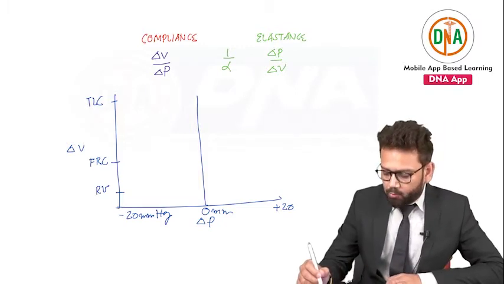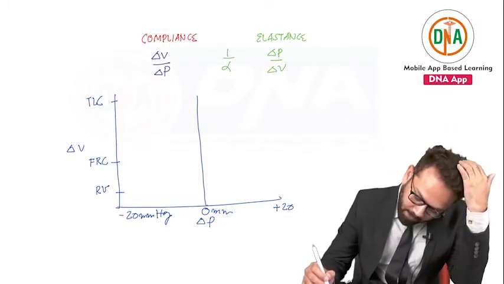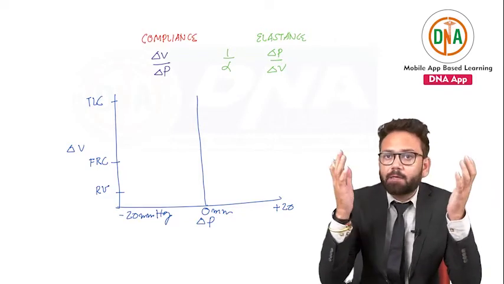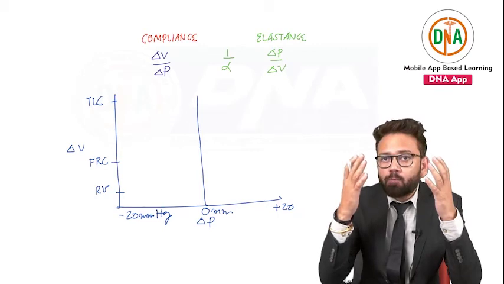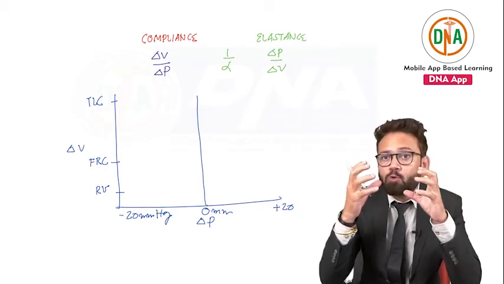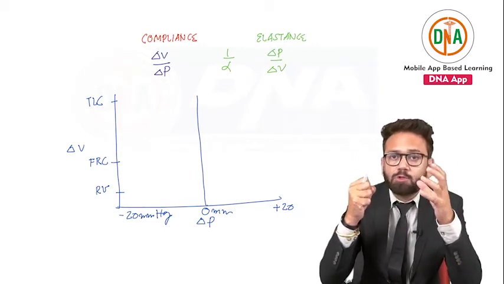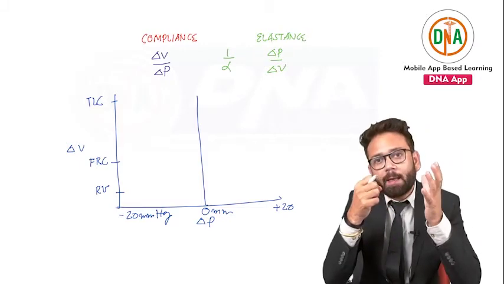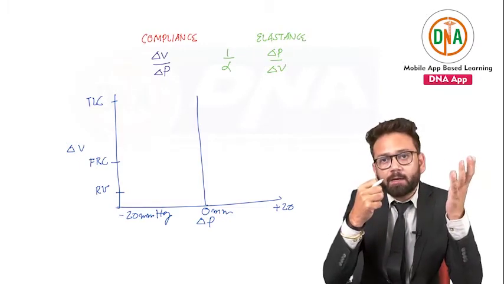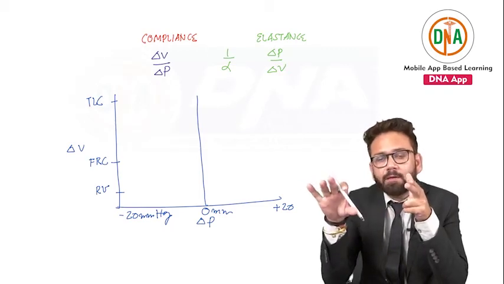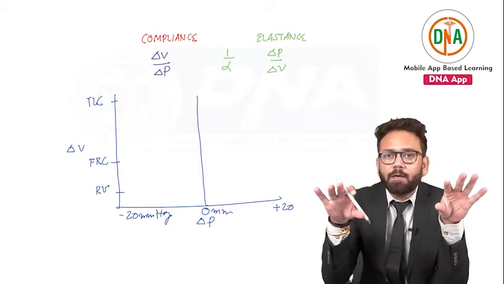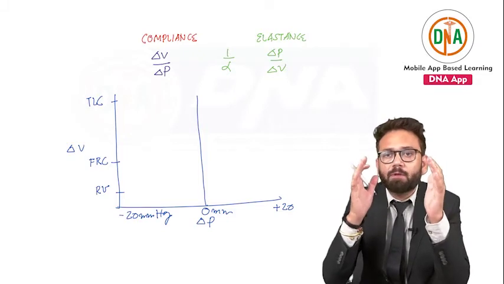Okay. Now, as we know, the basic property of lung is to collapse and the property of thorax is to expand. So one wants to collapse and one wants to expand. So if we cut the pleural membrane, compliance of lung will be different, chest wall will be different, and the total respiratory system will be different.